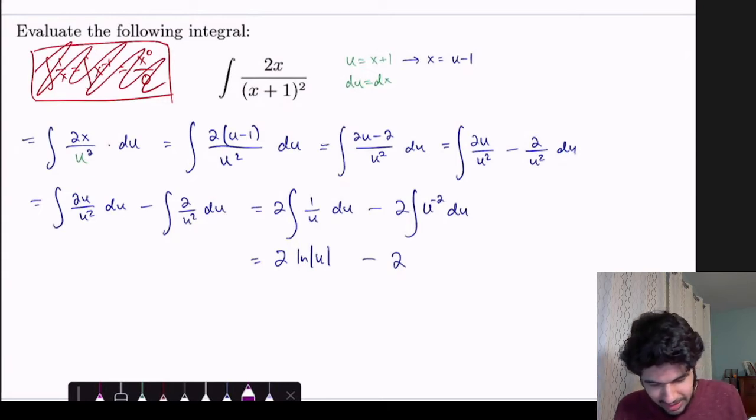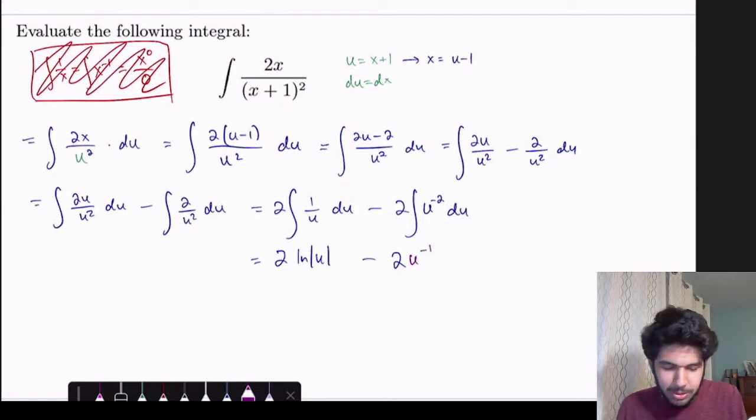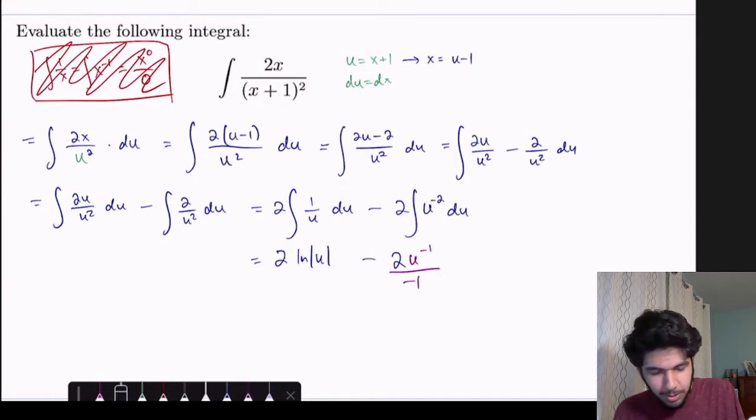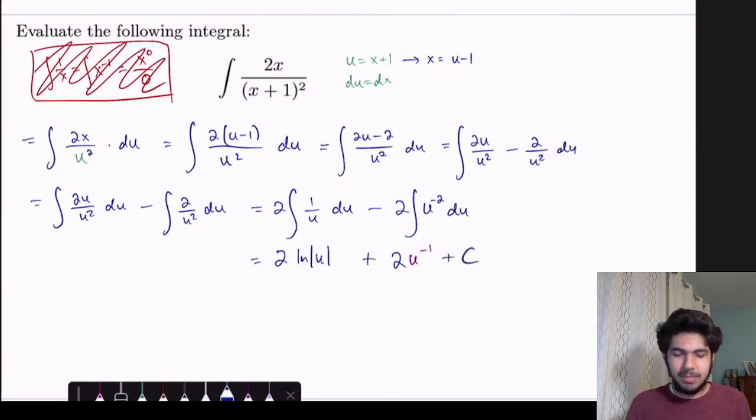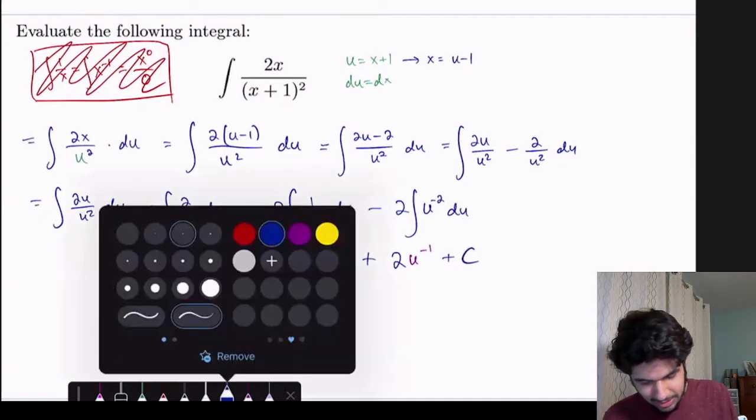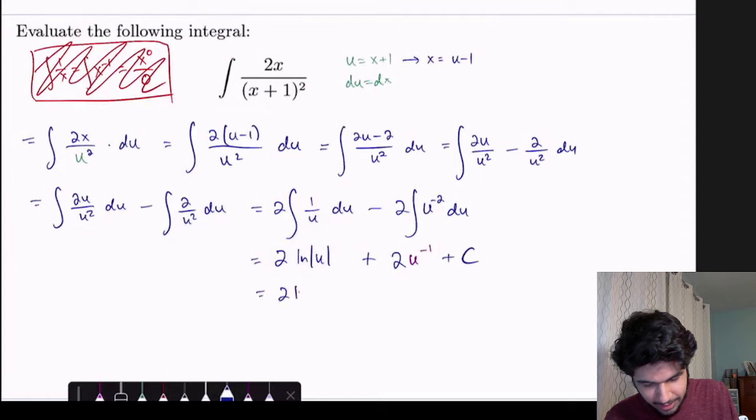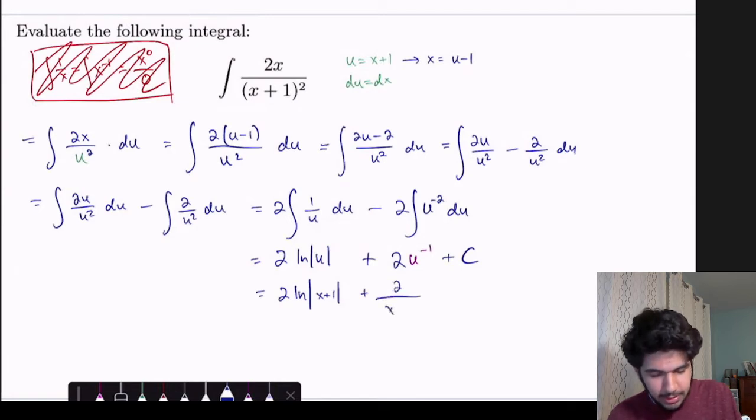But since we have u to the negative 2 power, we can do that. So, in this case, we have to do u, raise the power by 1, so that becomes negative 1, and divide by the new power. So that would be dividing by negative 1, so let's just get rid of that and change the minus sign to a plus sign. And then, of course, add c. And now we just have to substitute where we see a u. So, whoops, that's equal to 2 ln absolute value x plus 1 plus 2, I'll do a fraction for this, x plus 1 plus c.